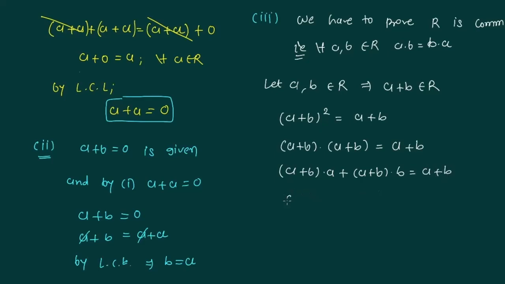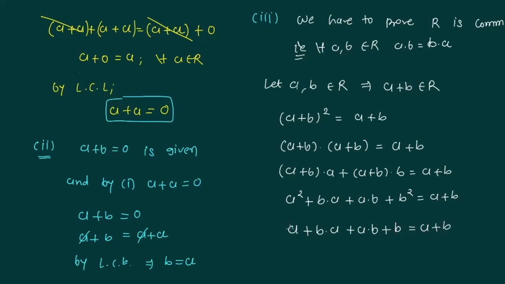So here a square plus b into a plus a into b plus b square, this is equal to a plus b. Now here a square equal to a if a belongs to R, and here a and b both belong to R, so we can put a square equal to a, here b into a plus a into b, and this b square equal to b, so b, this is equal to a plus b.